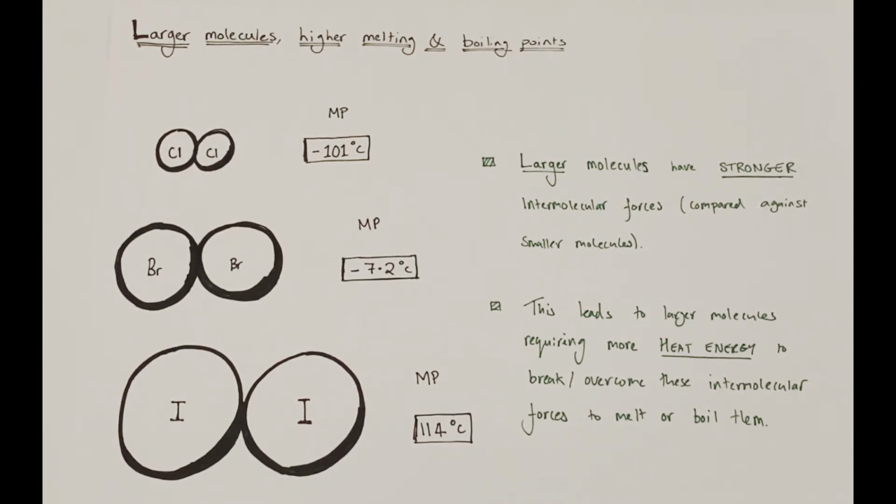This leads to the larger molecules requiring larger amounts of heat energy to overcome those increased strength intermolecular forces to melt or boil them. I'm not saying that these intermolecular forces are suddenly not weak. They are still weak compared to chemical bonding. But the larger the molecule gets, the greater the strength of the intermolecular forces involved, and therefore the greater amount of heat will be required to overcome those intermolecular forces to cause those molecules to melt or boil upon heating.